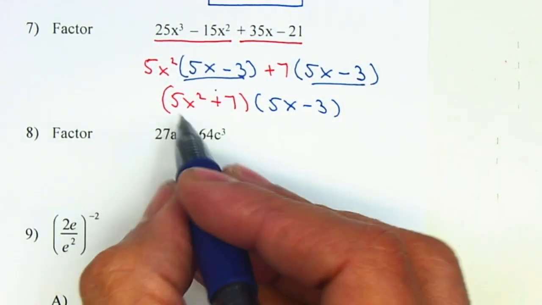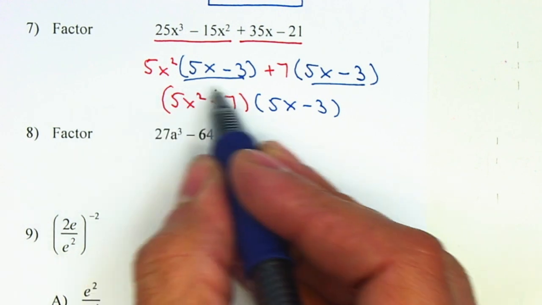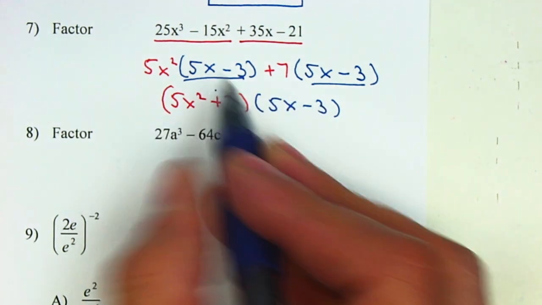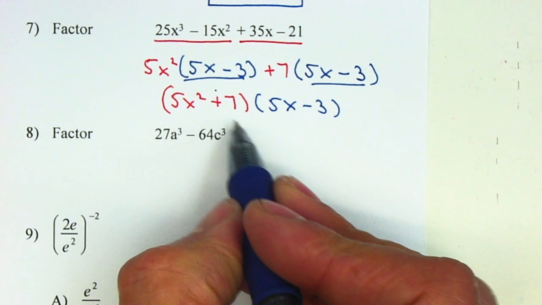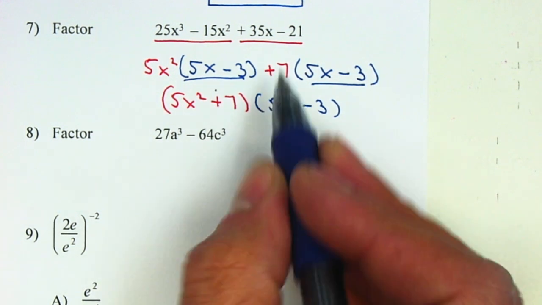3. If you want to check your answer, you can always multiply it. Distribute the 5x squared to each one. You should get the first 2 terms. Distribute the 7 to each one, and you should get the last 2 terms.